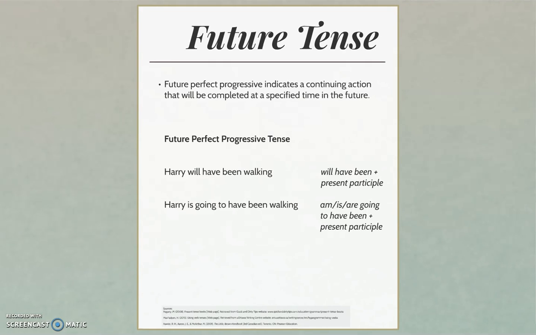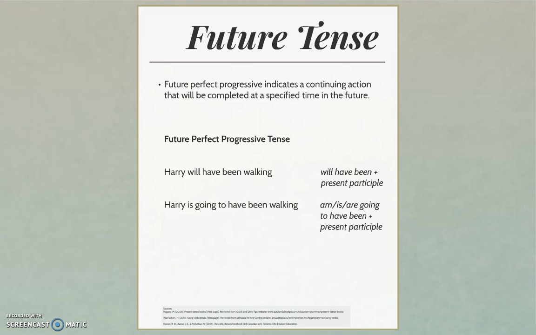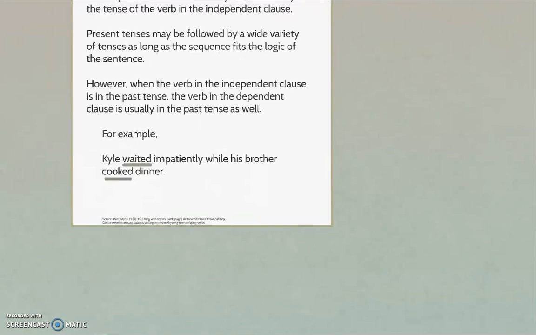Future perfect progressive tense indicates a continuing action that will be completed at a specified time in the future. For example, Harry will have been walking for 3 hours by lunchtime, or Harry is going to have been walking for 3 hours by lunchtime. Use these formulas: will have been plus the present participle, or am or is or are going to have been plus the present participle.